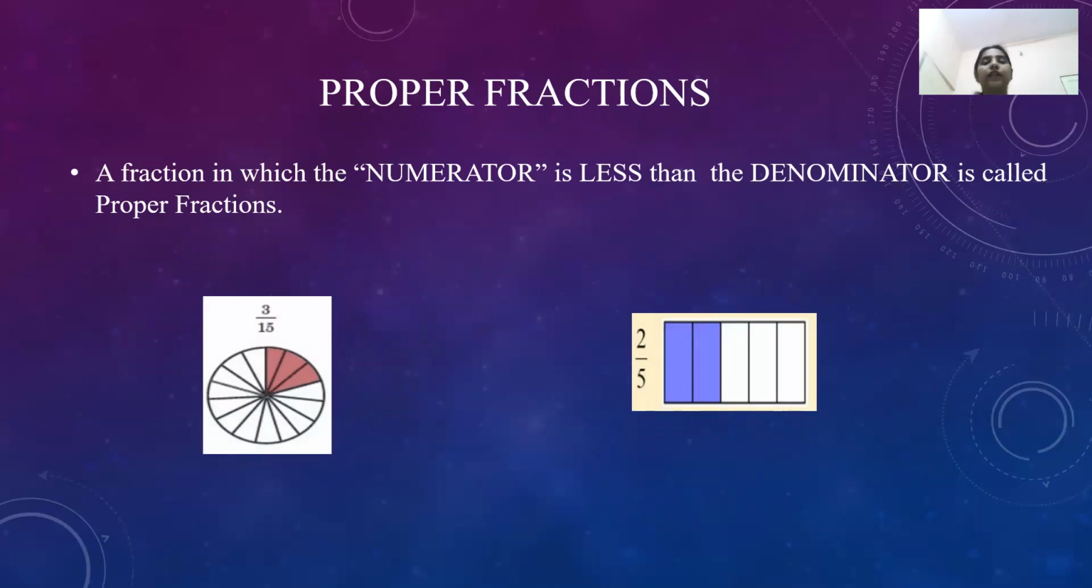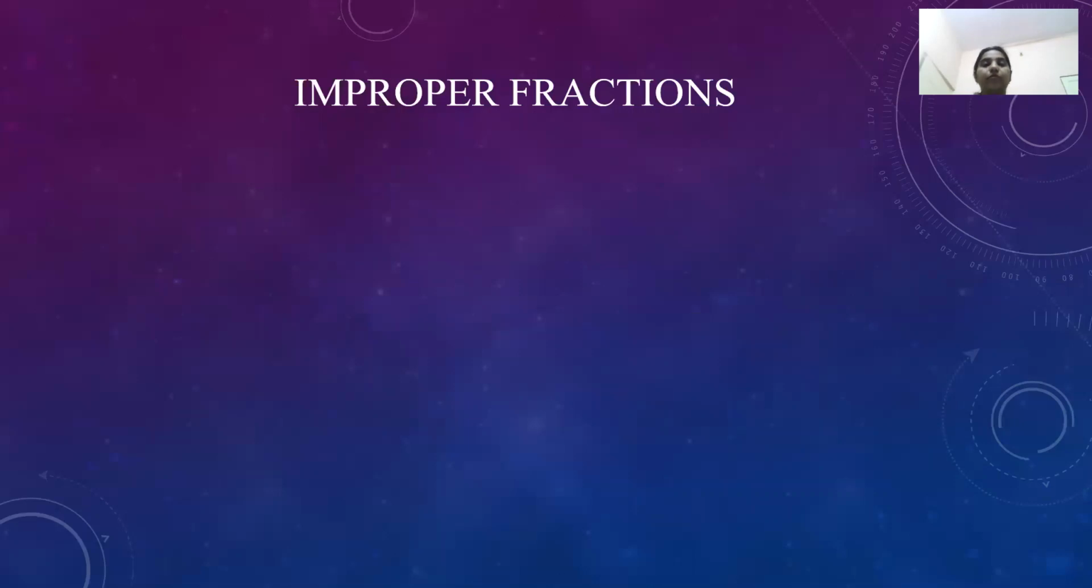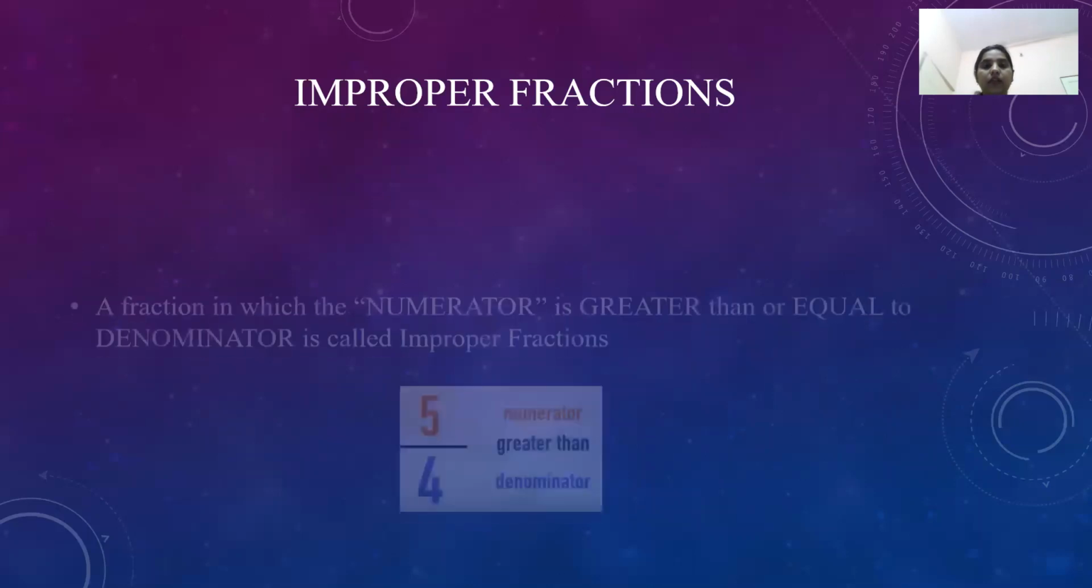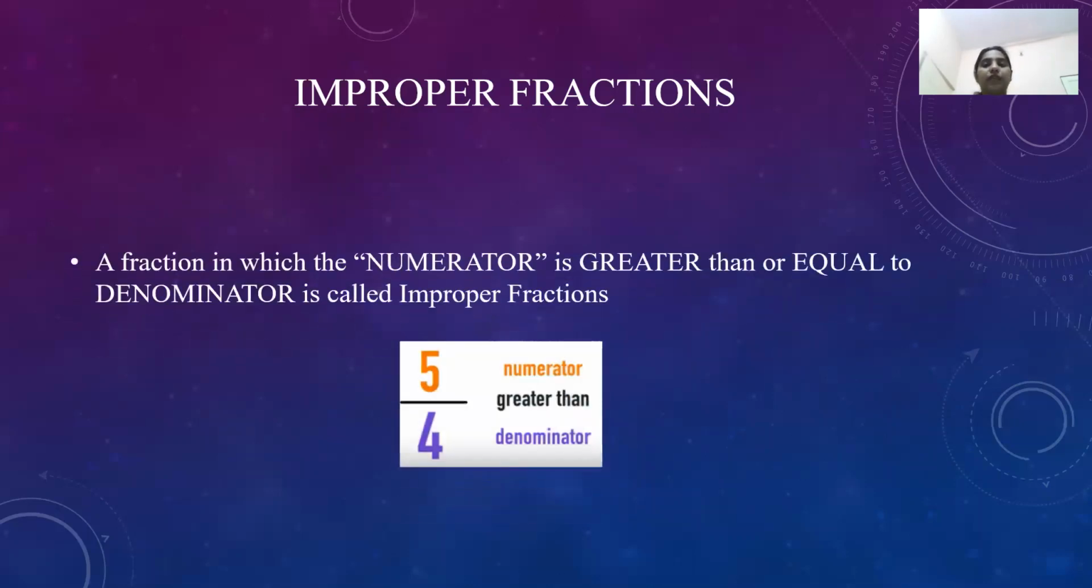So the whole circle is divided into total 15 parts, and out of 15, 3 are shaded. Now 3, which is the numerator, is less than the denominator, therefore this will be called a proper fraction. What is an improper fraction? It's the vice versa of a proper fraction. It means the numerator will always be greater than or equal to the denominator. Like in this example, 5 by 4, 5, which is the numerator, is greater than the denominator 4.